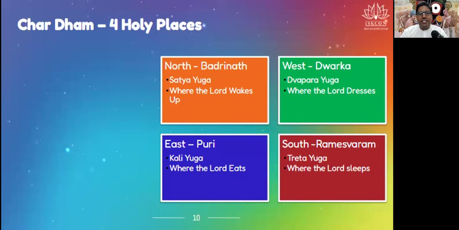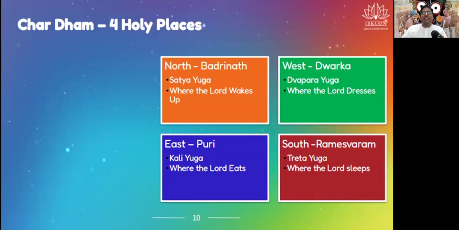And towards the west we have Dwaraka, that is in Gujarat, and that is Dwarkanath, right? So that is in Dwapar Yuga. It is a very important place to visit. And this is the place, it is said, where the Lord dresses himself up. And then towards the east in Odisha, we have Puri Jagannath, or this Puri. So this is for Kali Yuga, and this is where the Lord eats.